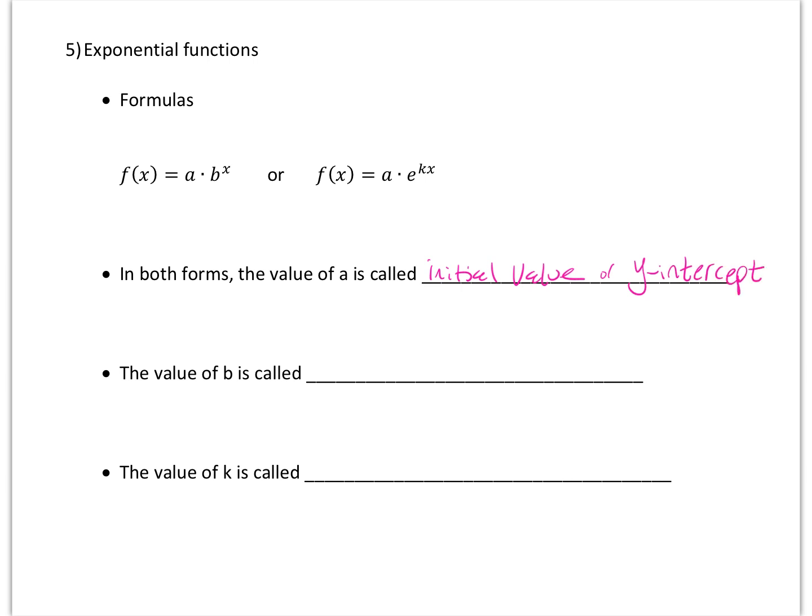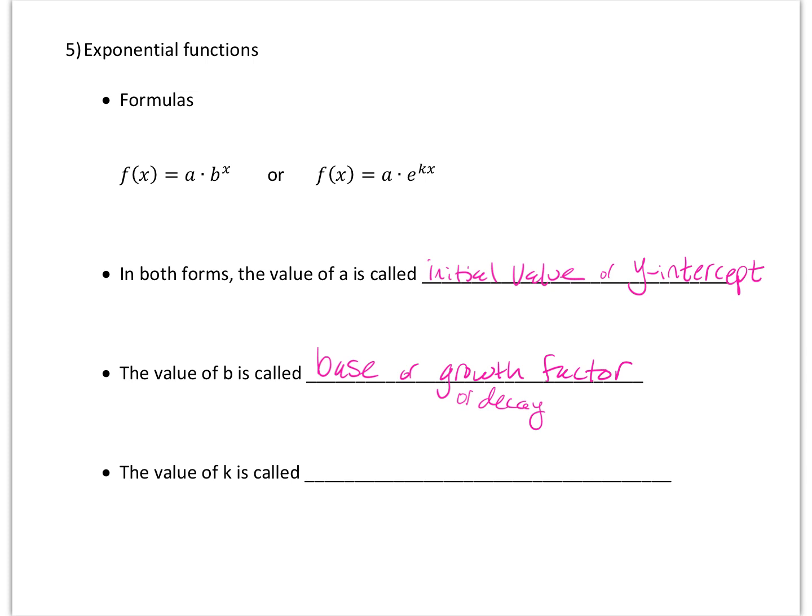Okay. And the value of b in that first form is called either the base or the growth factor. Factor, because factor is the word that you use to describe one of the numbers in a multiplication problem. And when you're raising a value to an exponent, that means repeated multiplication. That's what exponents are, repeated multiplication. So this b is a factor. It's something that you're multiplying by over and over and over again. So we call it a growth factor. Okay, it can also be called a decay factor if you're multiplying by a number smaller than 1.